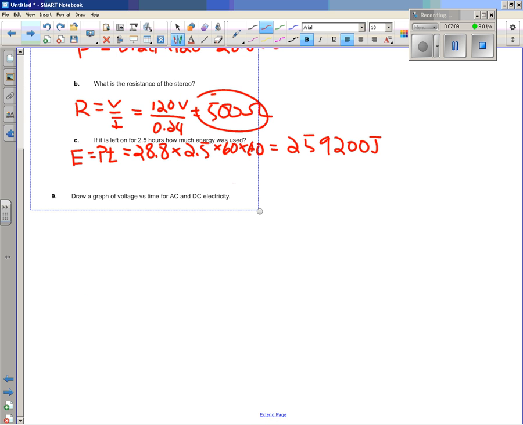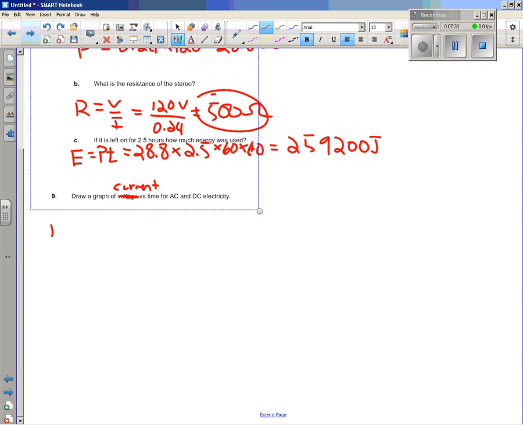Draw a graph of voltage versus time for AC and DC electricity. I don't even like the way that that's worded. It should actually be current over time. The potential difference actually stays more or less constant. It's the current versus time.